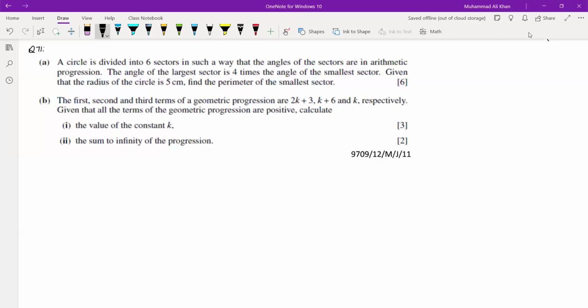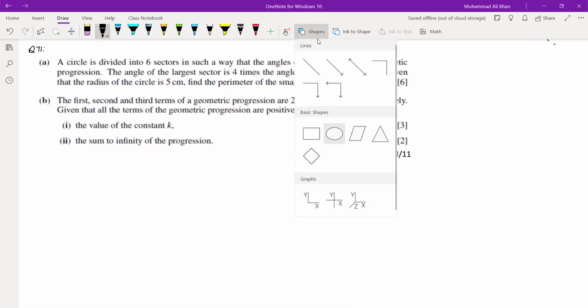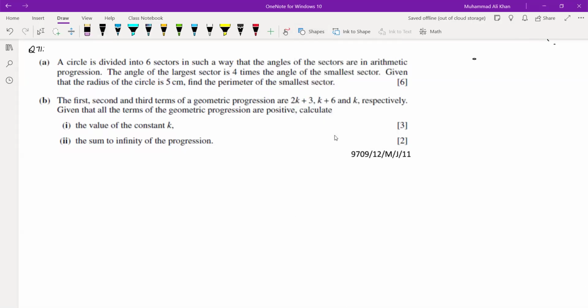Now, question number 71 from your past paper file. It is of May June 11, paper 12. The question is, a circle is divided into 6 sectors. We have to divide the circle into 6 sectors: 1, 2, 3, 4, 5, 6. The circle is divided into 6 sectors, right?